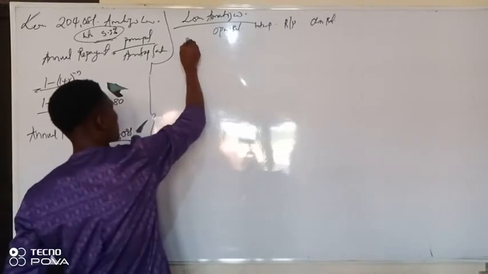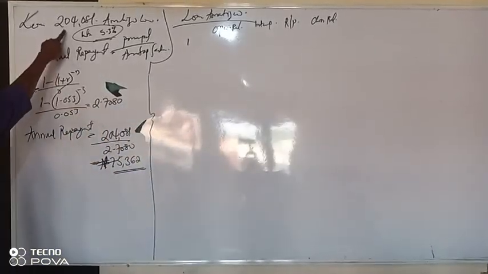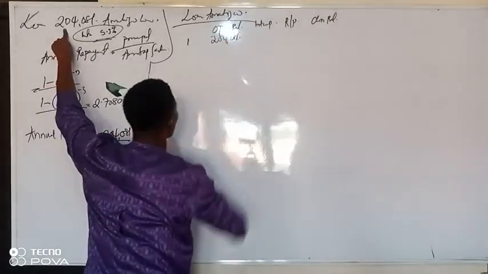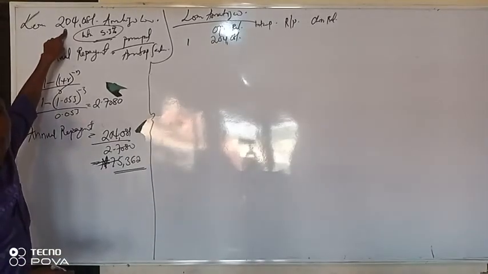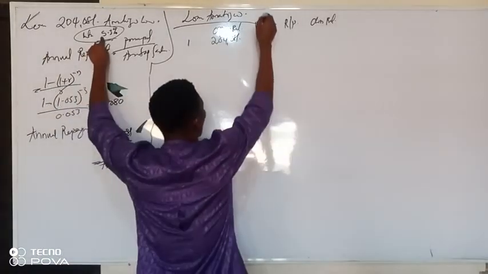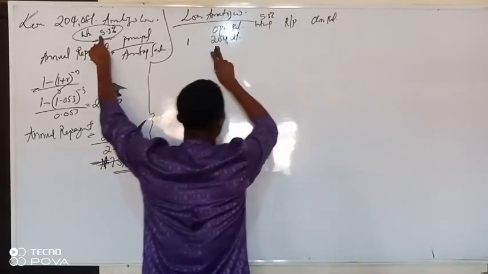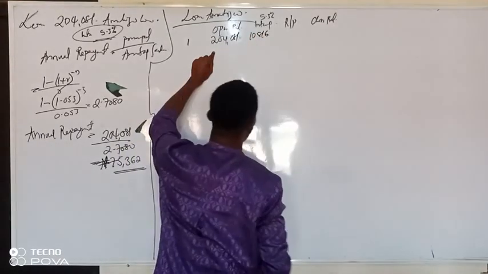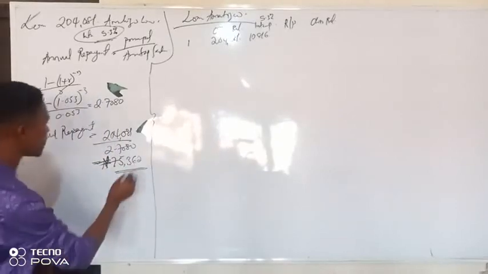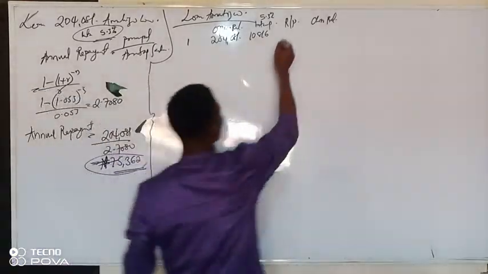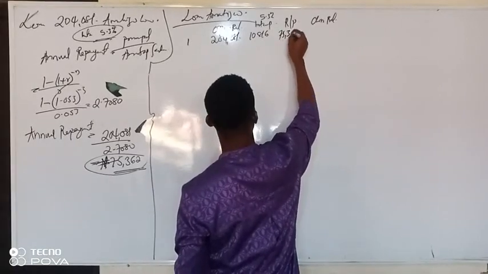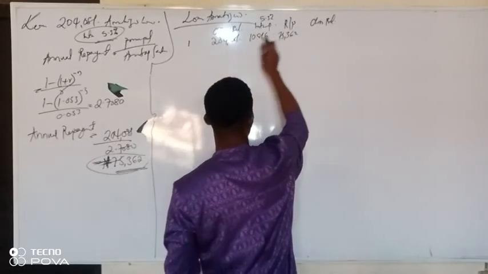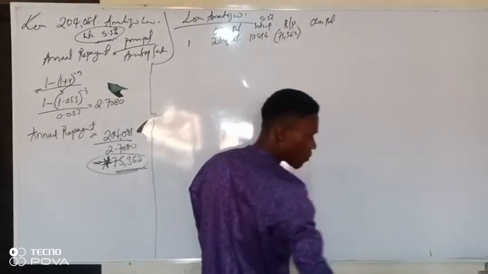So for year one, how much was the opening balance of the loan? You borrowed 204,081, so that is 204,081 again. Then how much do you pay as interest? 5.3% of 204,081, which is 10,816. And the principal repayment every year is 75,362. So over here, the closing balance will be the opening balance plus interest minus principal repayment.